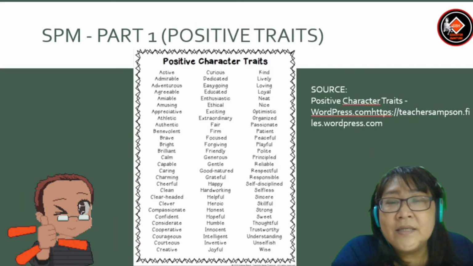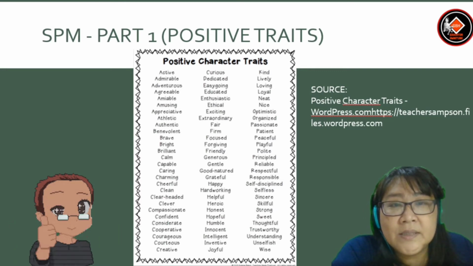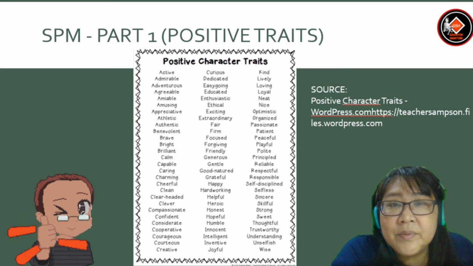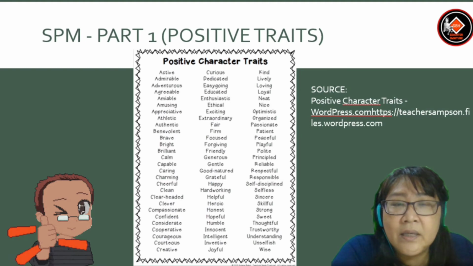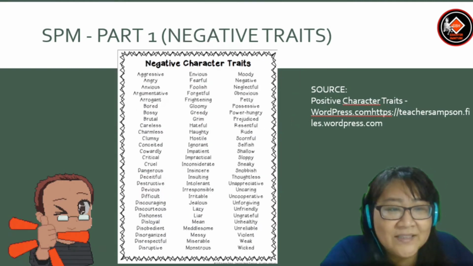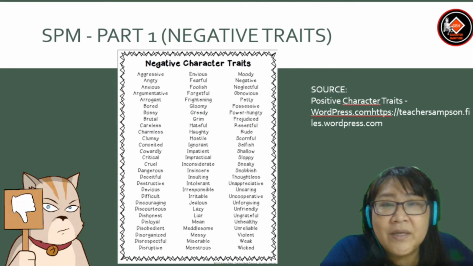Dear students, here are some positive traits about a person. So you can look at the traits here, study the traits. There are many, like active, admirable, adventurous, agreeable, and there are many others. So try to go through the list, and if you can't understand some of the traits, you can refer to a dictionary. Dear students, here is another list for negative character traits. But my advice is to write more on the positive traits.